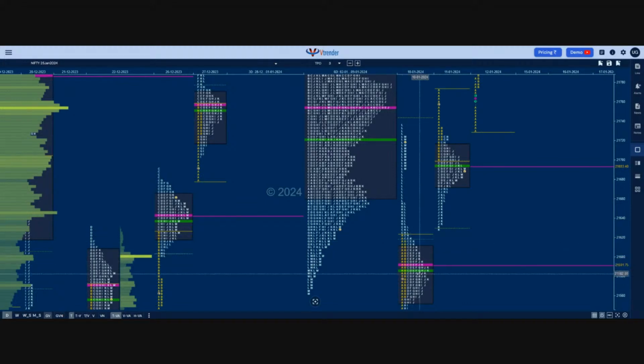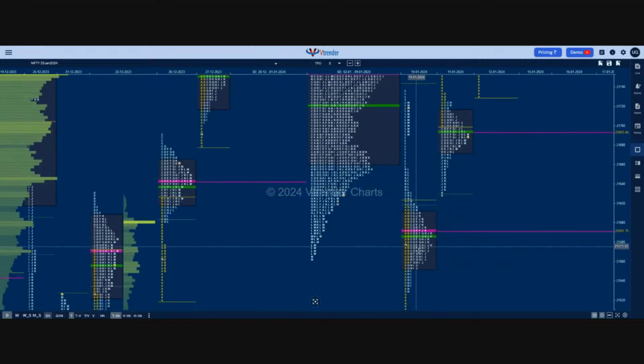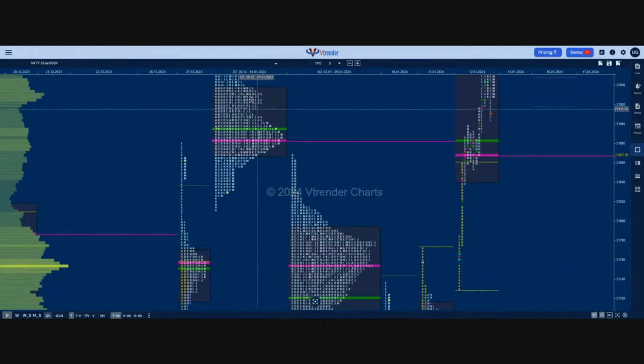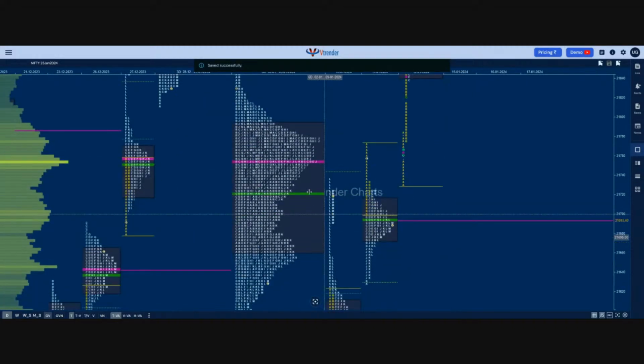So we had to start forming higher value, but it was very clear that we were no longer looking for going short in this market. And this value and this POC and VWAP became our reference, just like this was our reference for going short from the 2nd of Jan.